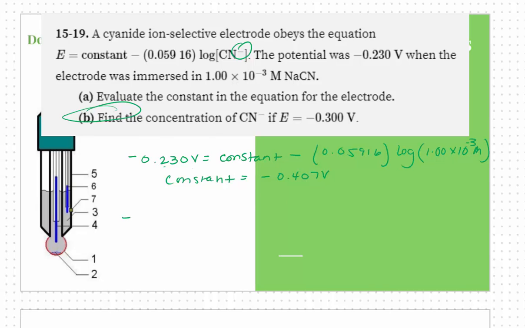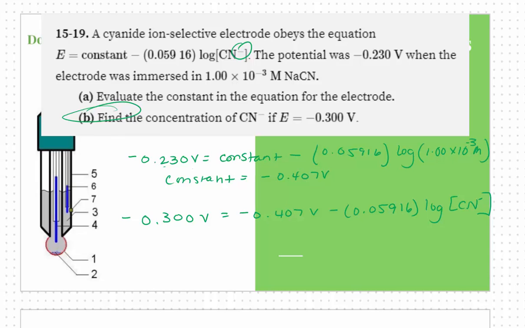So let's say we measure a potential of 0.300 volts. We know the constant now. We know that we have 1 electron, so we're just going to use this constant here. So now we can calculate the concentration of cyanide. I'm going to go through it stepwise.